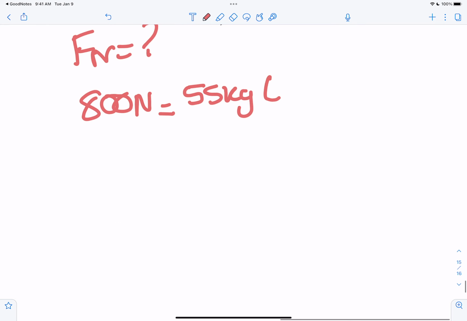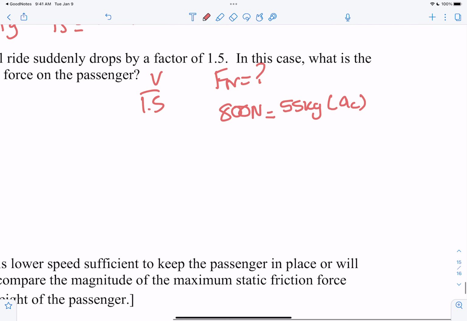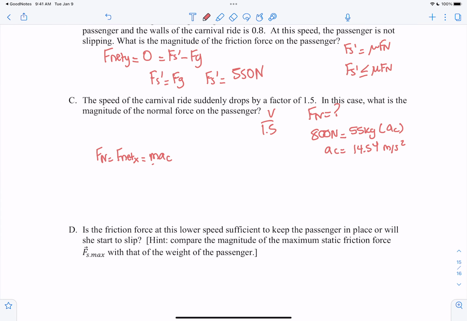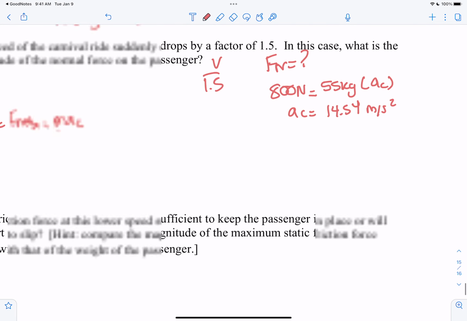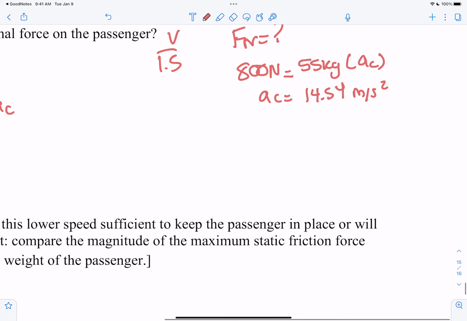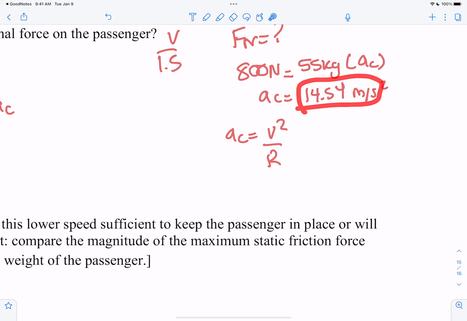So 55 kilograms times ac, and that gives us a centripetal acceleration of around 14.54 meters per second squared. So in that case, we have this centripetal acceleration. Now, we already said that the centripetal acceleration is going to decrease. The reason why is that we said earlier centripetal acceleration is equal to v squared over r. Well, if v is divided by 1.5, then this number is going to change.